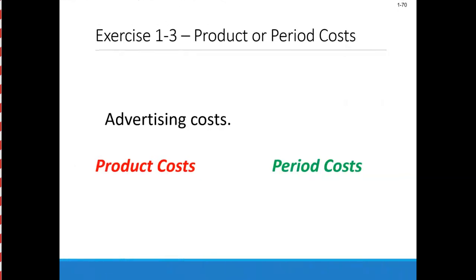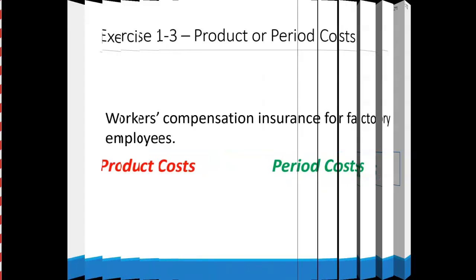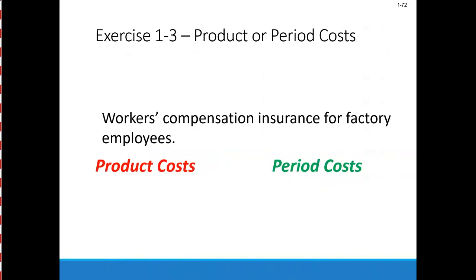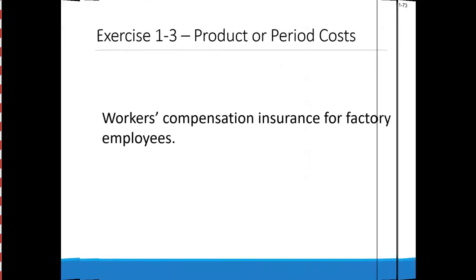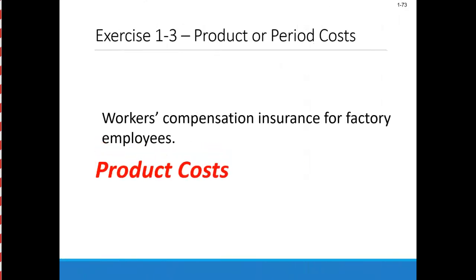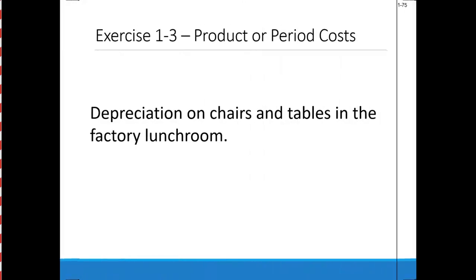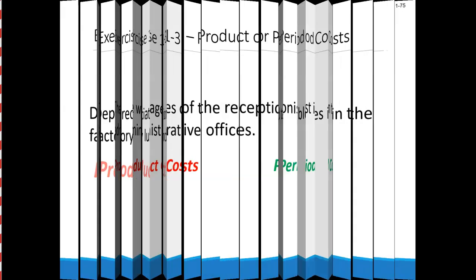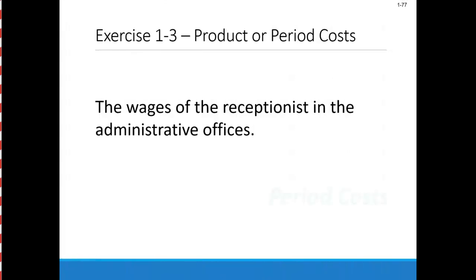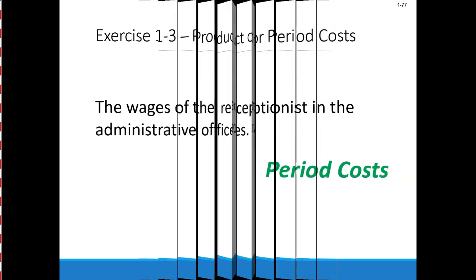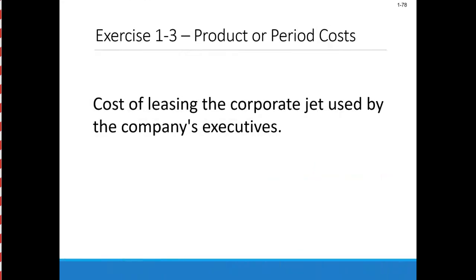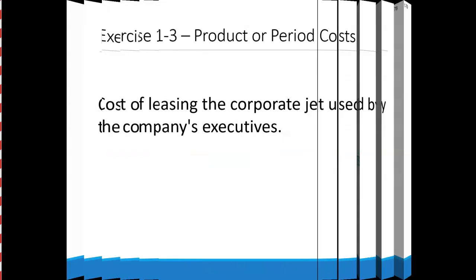Advertising costs, we know are period costs, right? Workers' compensation for a factory employee, product costs. Depreciation on chairs and tables in the factory lunchroom, period, product. Admin is always period. Anything with selling and admin is always period costs. Cost of leasing the corporate jet used by the company's executives, period.